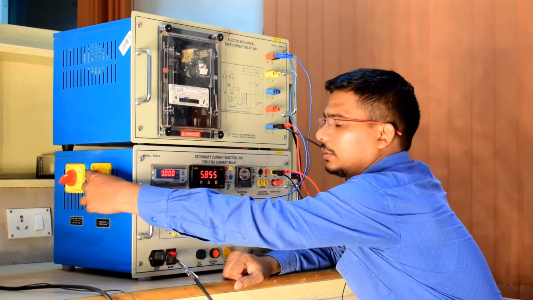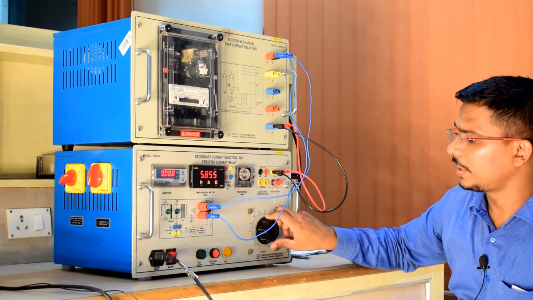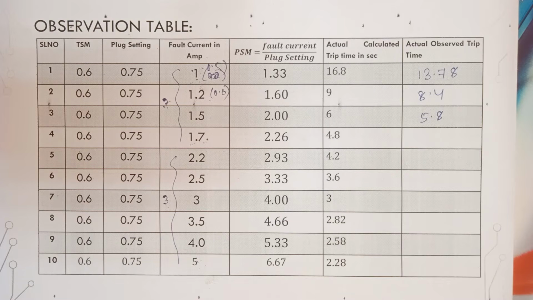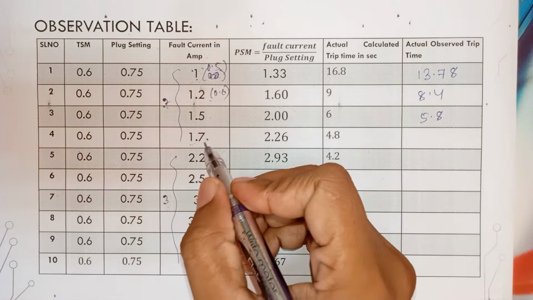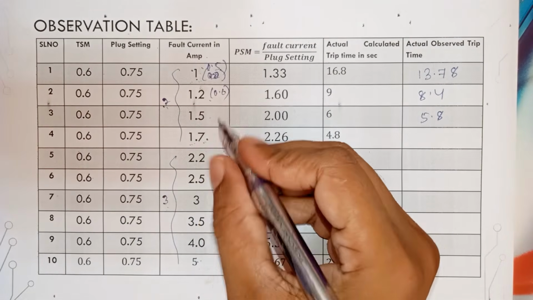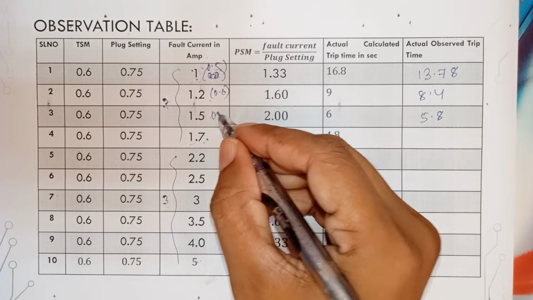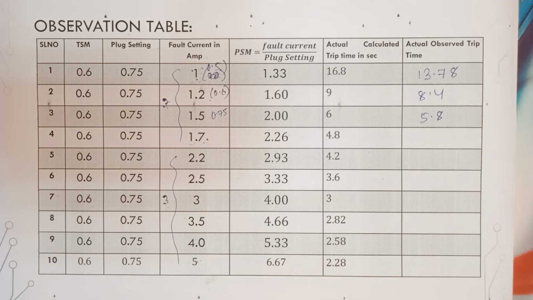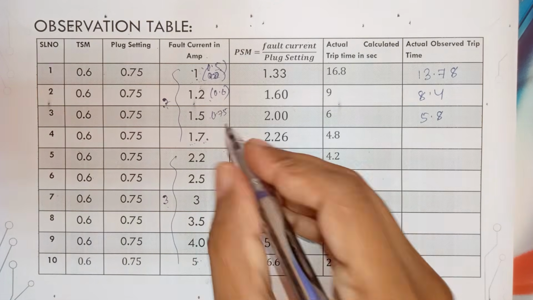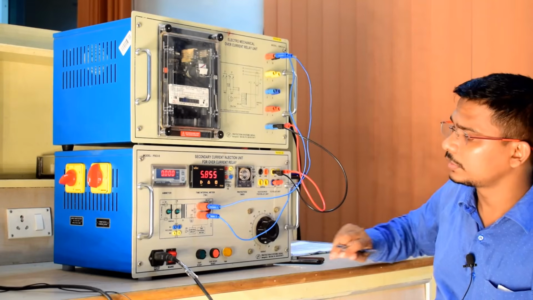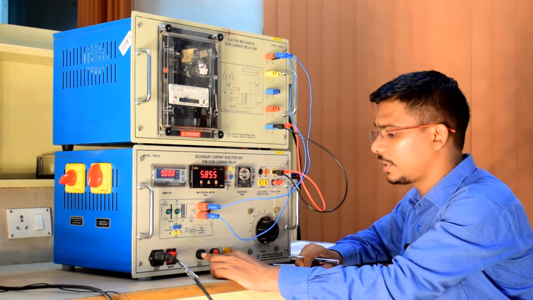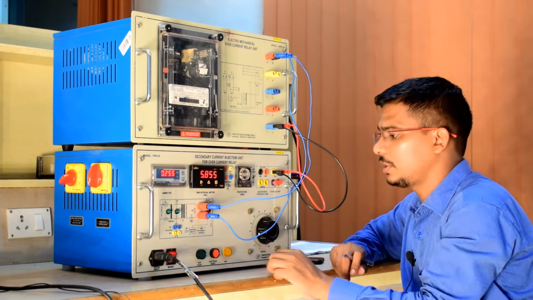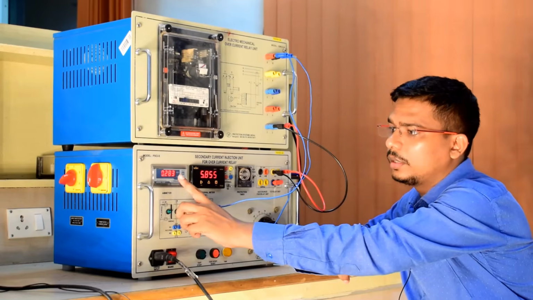Similarly, reset this to be here, and again this to be 0, and this to be here. Then we have to give 1.7. 1.7 signifies how much? 1.7 by 2 is 0.85. So we have to see 0.85 here. Okay, start this one. Already started. We will increase to 0.85. As you can see, you have to see 0.85 here.